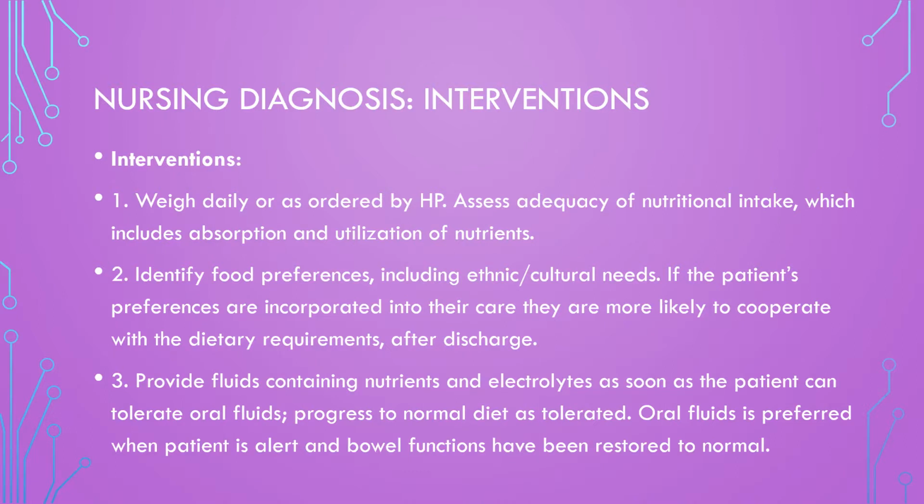Nursing diagnosis interventions. Number 1, weigh daily or as ordered by the HCP. Assess adequacy of nutritional intake, which includes absorption and utilization of nutrients. Number 2, identify food preferences, including ethnic and cultural needs. If the patient's preferences are incorporated into their care, they are more likely to cooperate with the dietary requirements after discharge. And number 3, provide fluids containing nutrients and electrolytes as soon as the patient can tolerate oral fluids. Progress to a normal diet as tolerated. Oral fluids are preferred when the patient is alert and bowel function has been restored to normal.